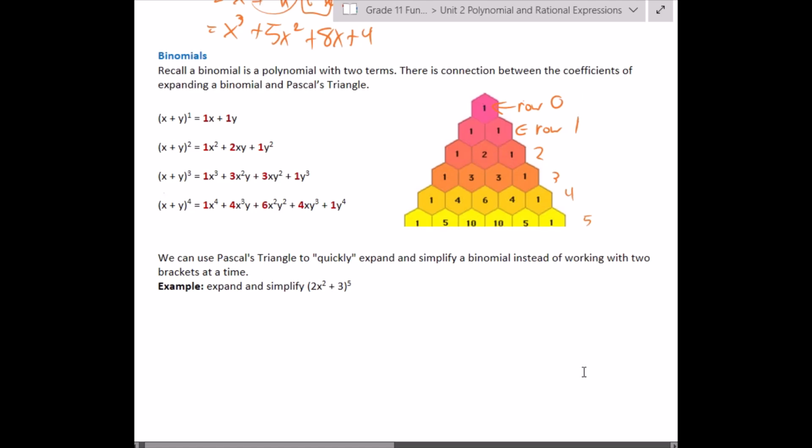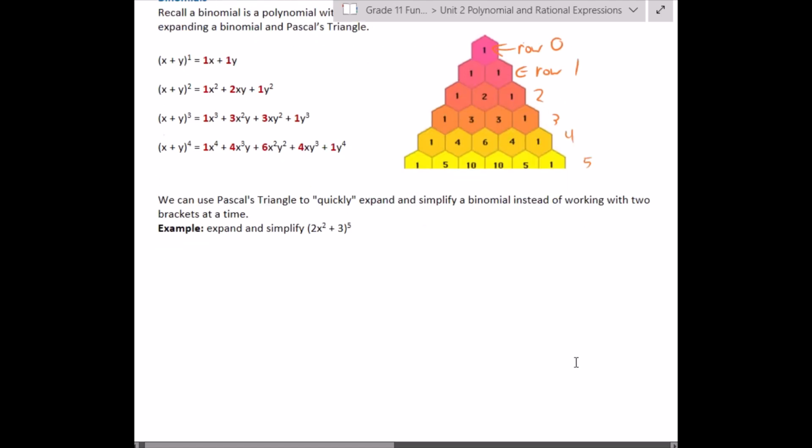So when you do this expansion, do the expansion with just x and y first. In some cases, it might be a and b. The reason why is we don't want to look at the 2x² or the 3 just yet. Don't even look at those. Just think of it as x and y right now, and just write out the binomial expansion. So (x + y) to the power of 5.